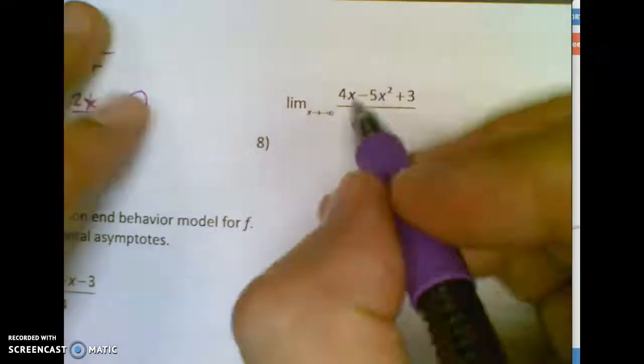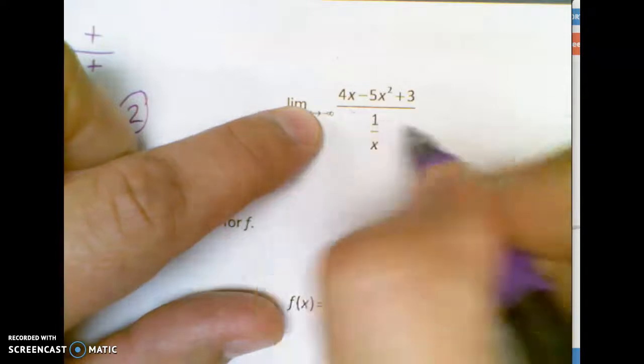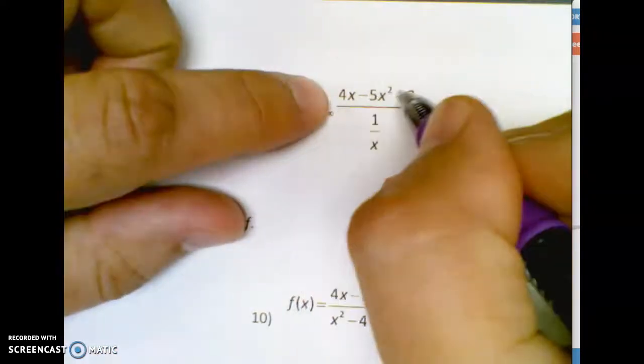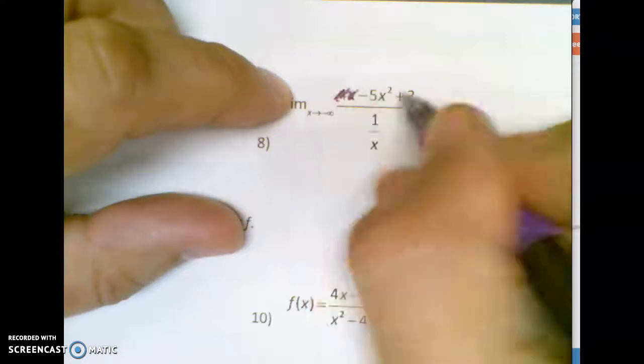All right, next one, huge negative number. Okay, so if you put in, remember, oh, it's sneaky. Ooh, look out.